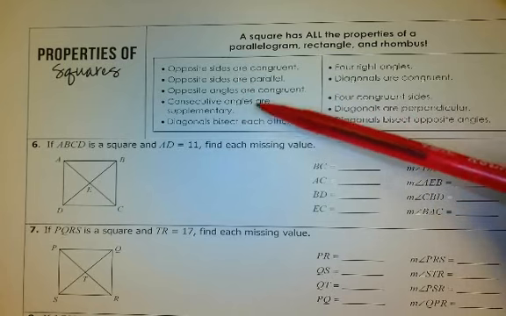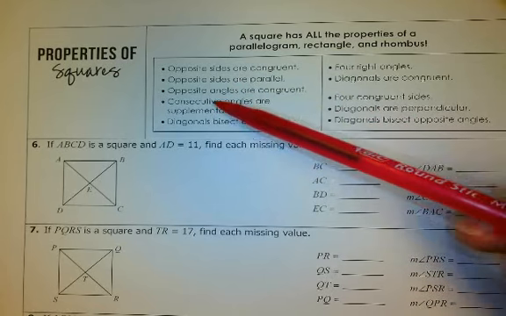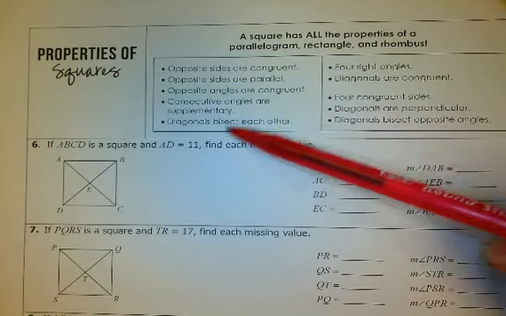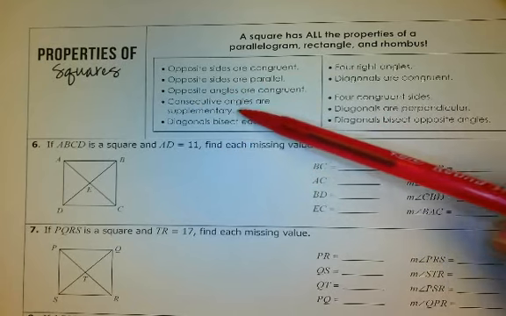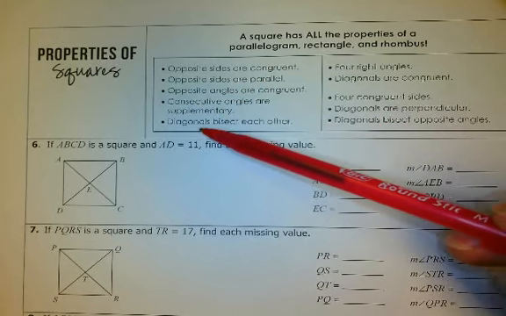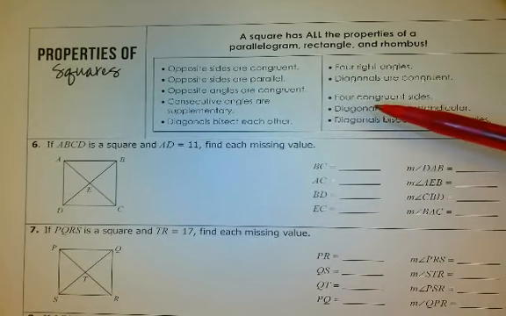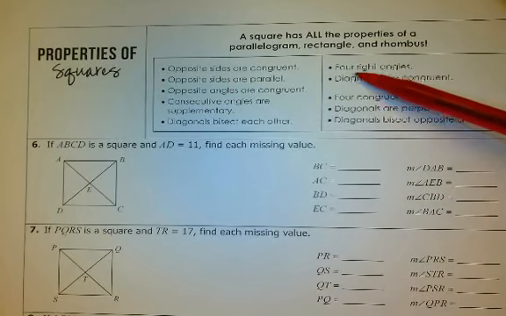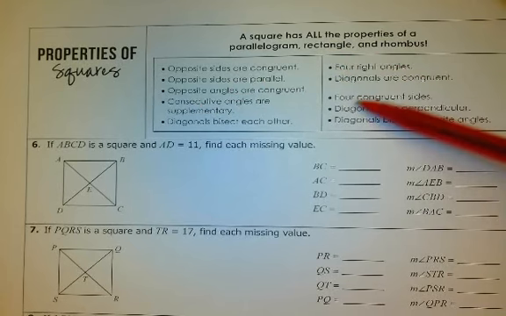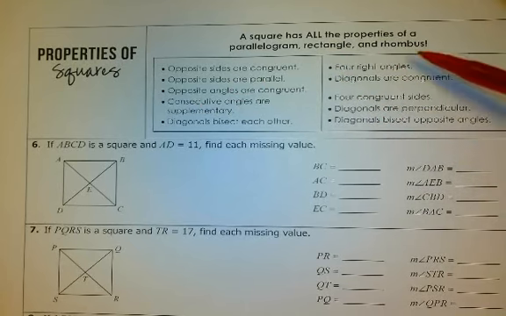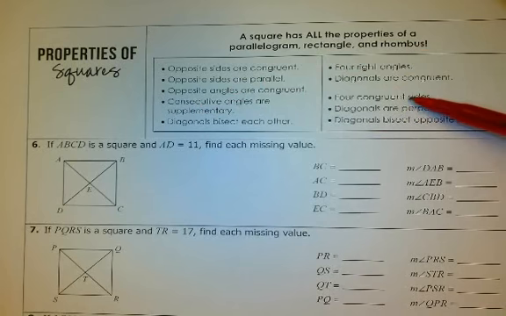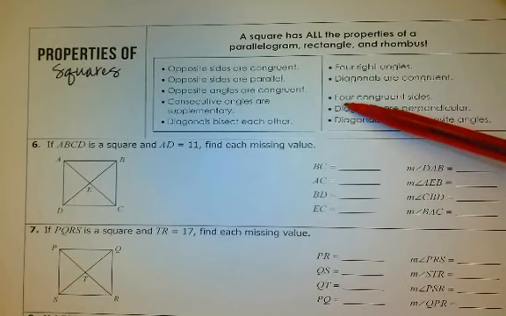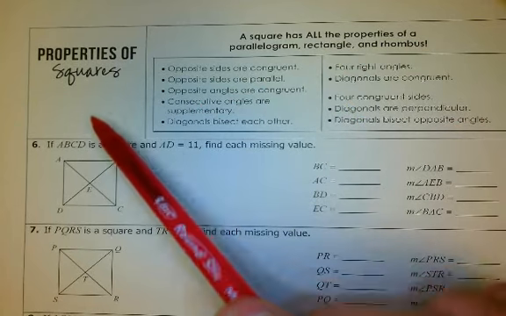Opposite sides are congruent, opposite sides are parallel, opposite angles are congruent, consecutive angles are supplementary, diagonals bisect each other. The rhombus and rectangles both have, the rectangle has 4 right angles, and the diagonals are congruent. And then today we're going to add in these 3 new ones that state 4 congruent sides for squares.